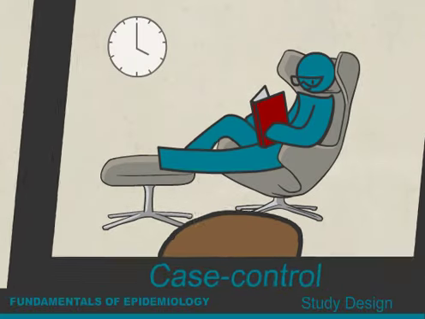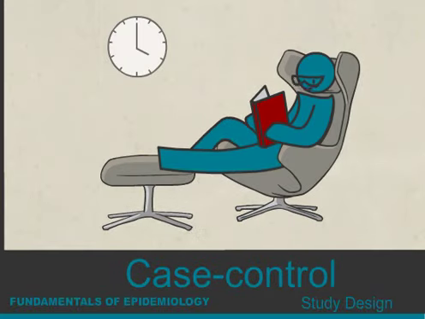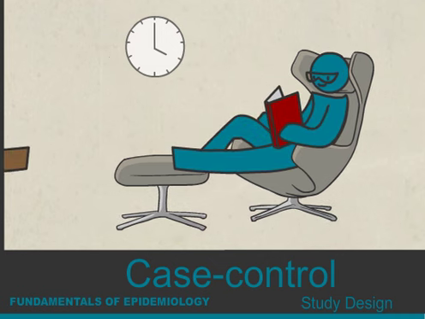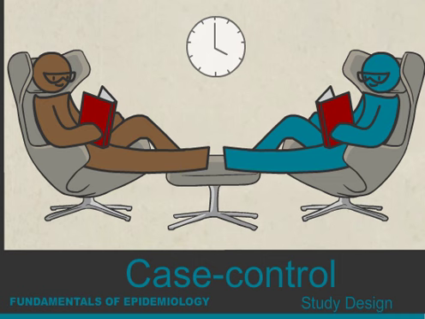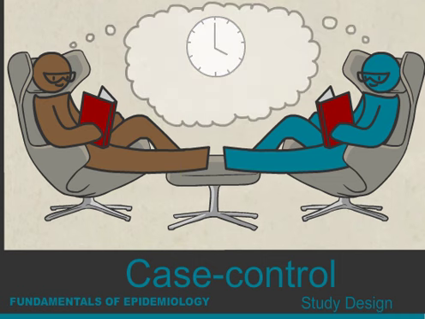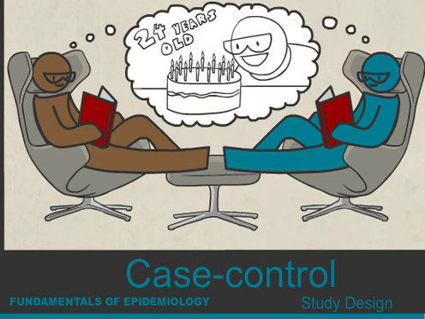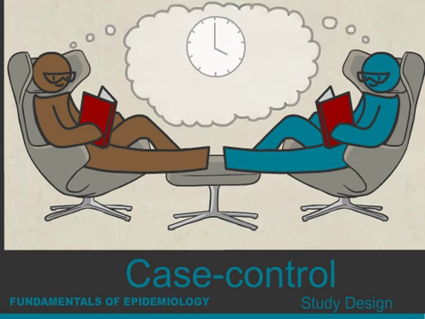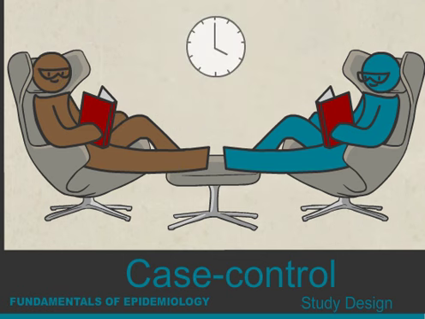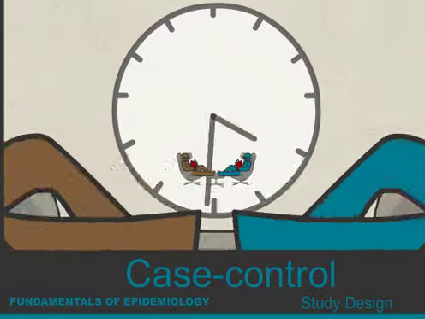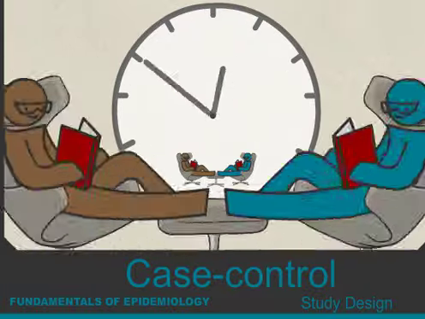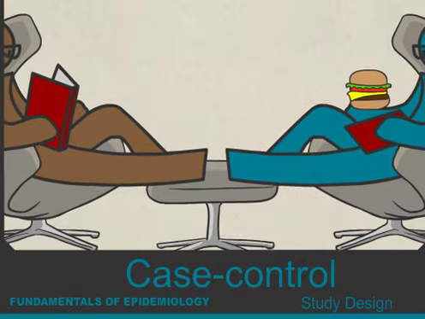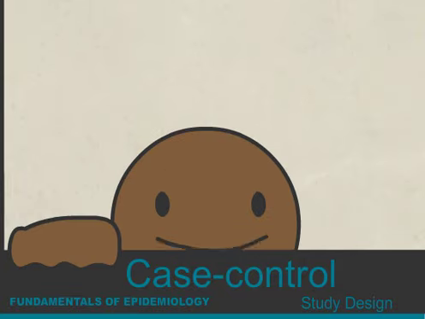Case control studies start with people who have the outcome or the disease. These are the cases. They are then matched with other people who don't have the outcome, but are otherwise somewhat similar. For example, they might be similar in age, gender, occupation, socioeconomic status, and so on. These are the controls. Case control studies look backwards in time and seek to determine whether there is a difference between the cases and the controls in their experience with the exposure of interest.